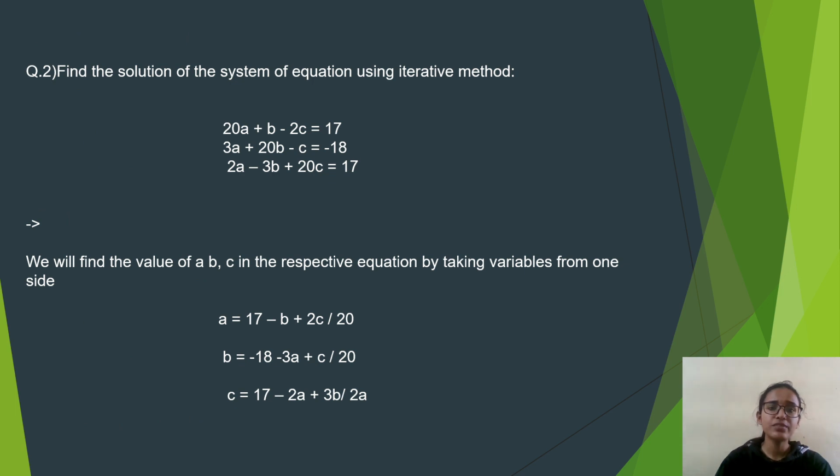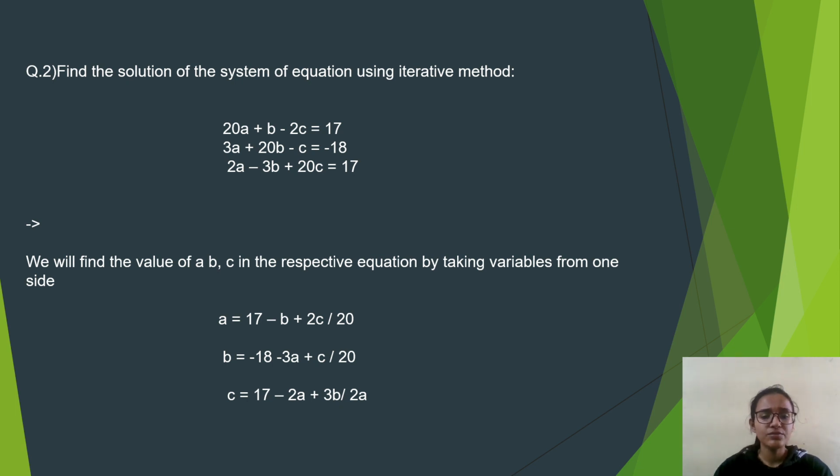which is we have to find the solution of system of equations using iterative method. So the equations are 20a plus b minus 2c equals 17 and 3a plus 20b minus c equals minus 18, and the third equation is 2a minus 3b plus 20c equals 17. So we will be using the Jacobi method for solving the equations.